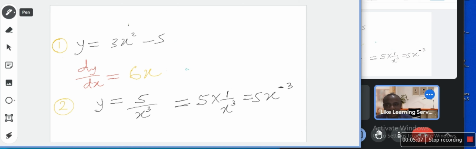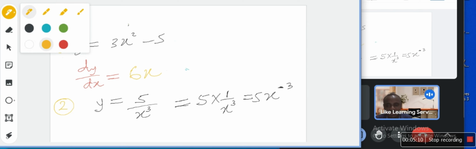So let's differentiate it. What will it give us? Let's do the dy over dx of it.